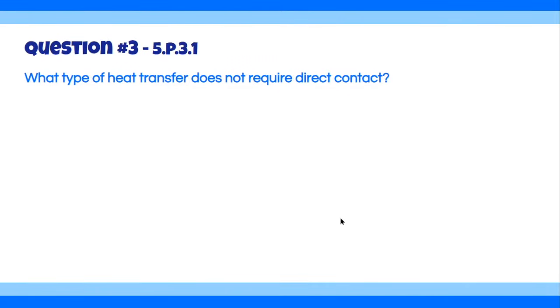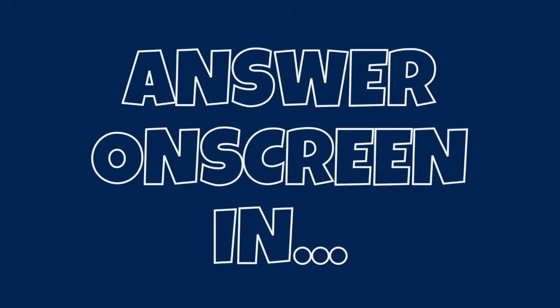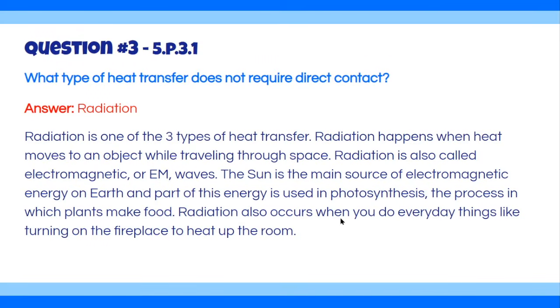Moving on to question number 3. What type of heat transfer does not require any direct contact? Well, the answer is radiation. Radiation is one of the 3 types of heat transfer. Radiation happens when heat moves to an object while traveling through space. So this is also called electromagnetic, or EM waves for short.